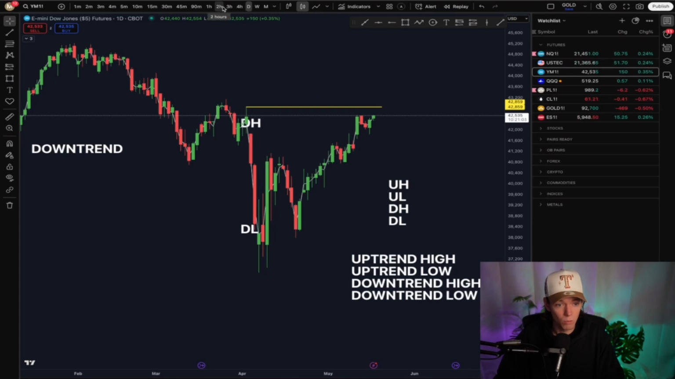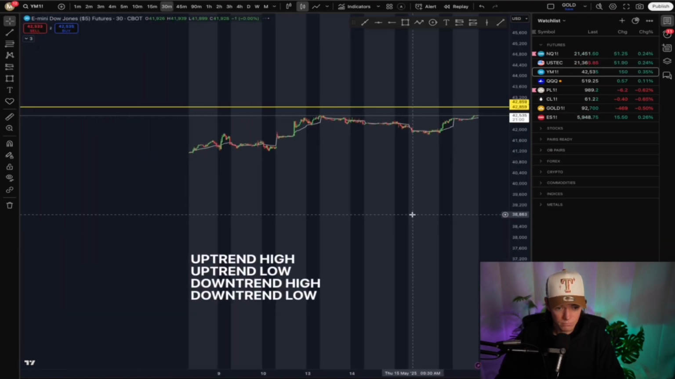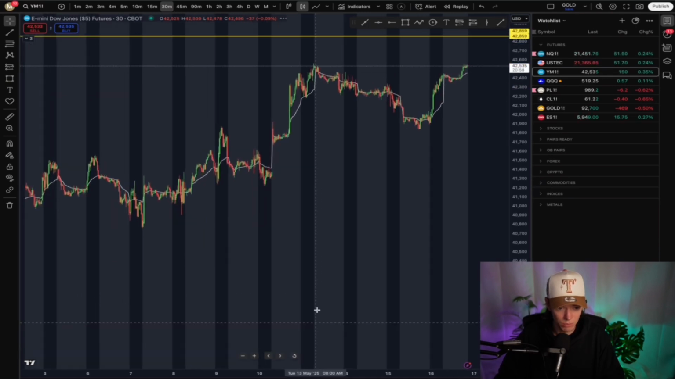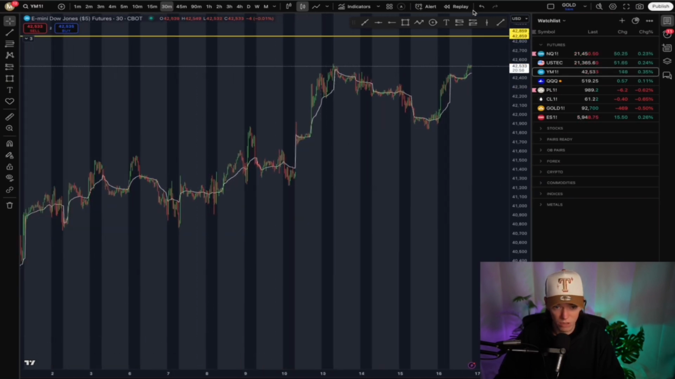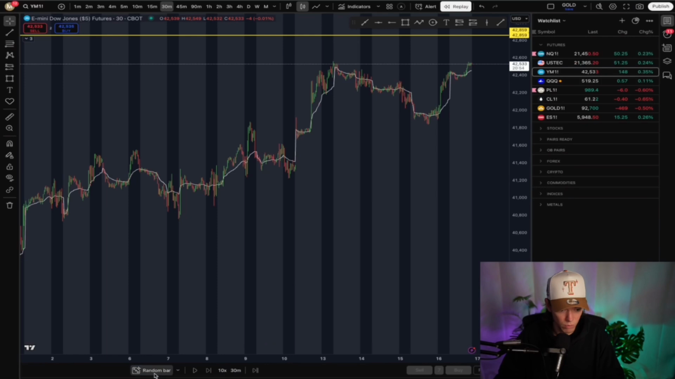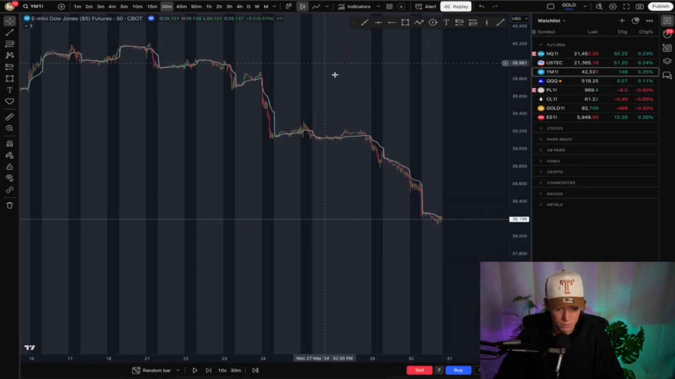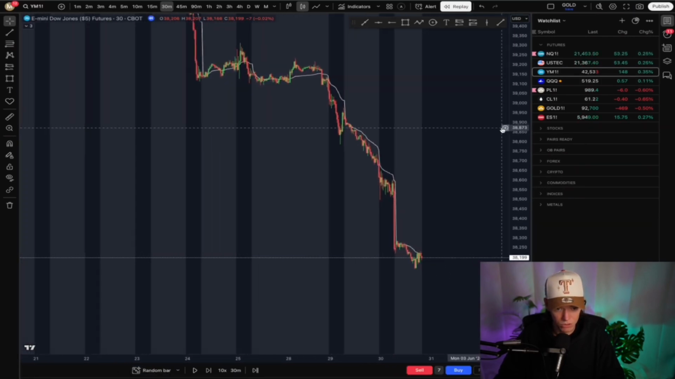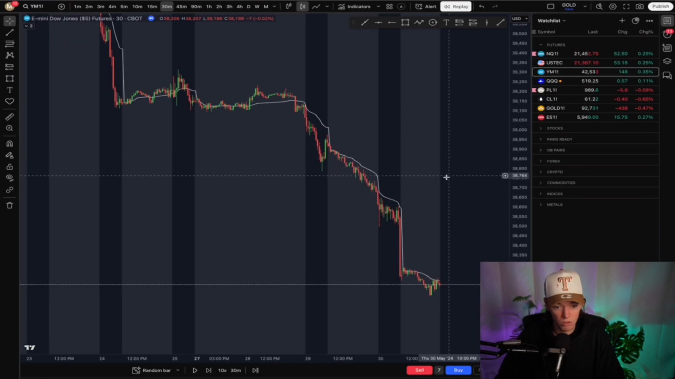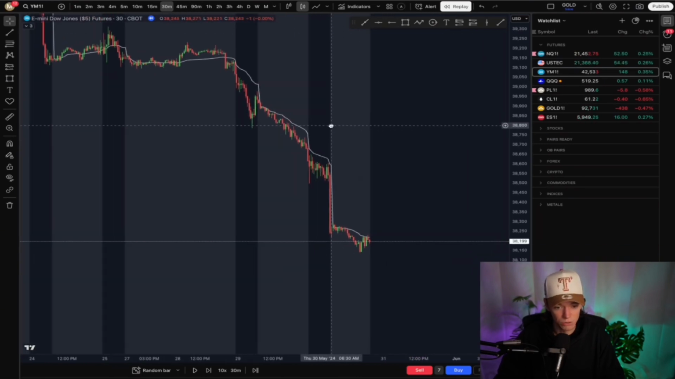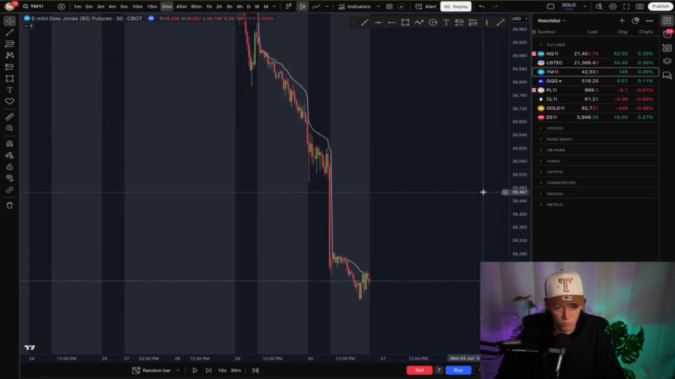Now, we're gonna go ahead and move down to a 30-minute chart and use this as an example. We're gonna go ahead and do market replay to just a random bar, and I'll give you guys a quick example. So we can just have a quick overall look, and we can clearly tell we're in a downtrend. Okay, we're in a clear downtrend.